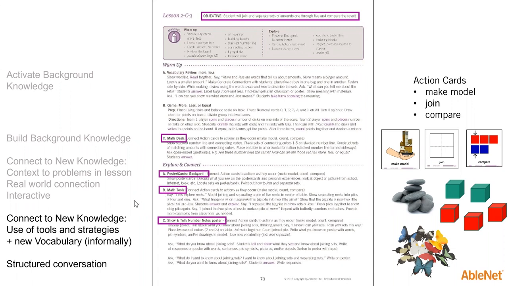After the student has had that experience, we're now moving on to math tools. These are tools that are introduced or brought back. Students might have seen these before. We want students to see the use of those tools connected with the strategies and use of the new vocabulary, but it's all pretty informal at this point, right?